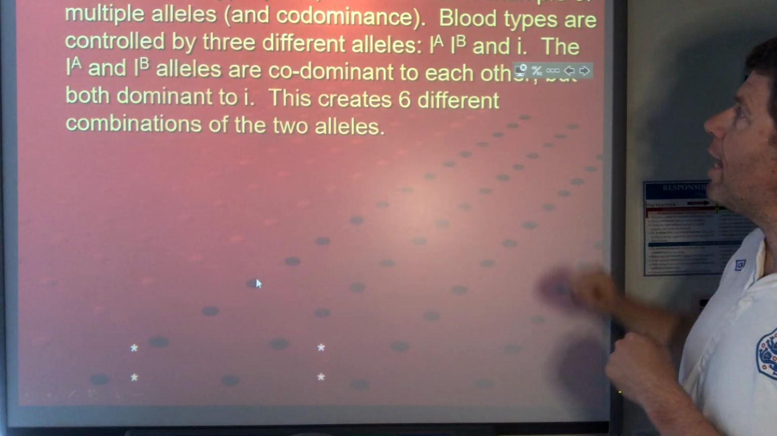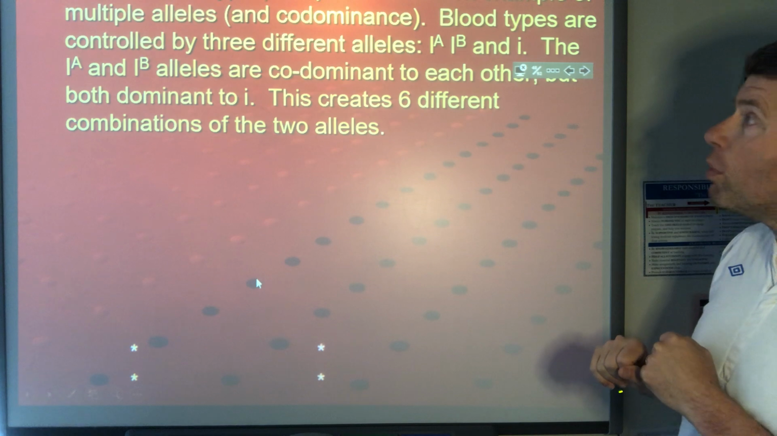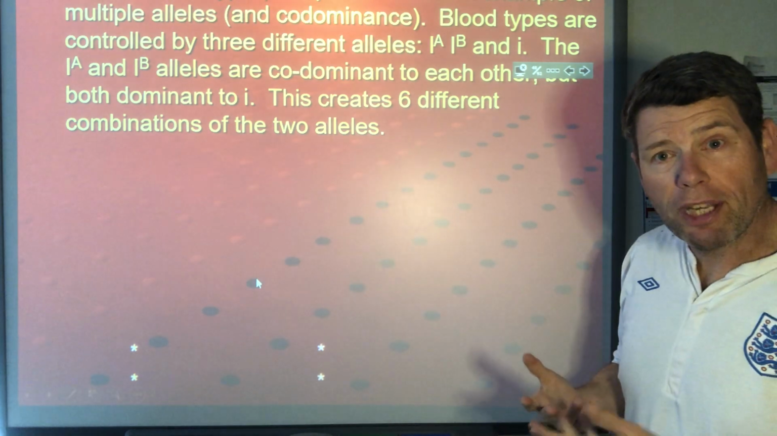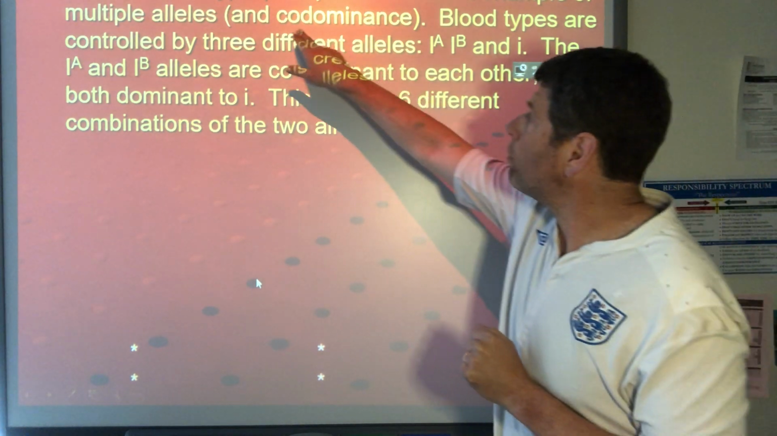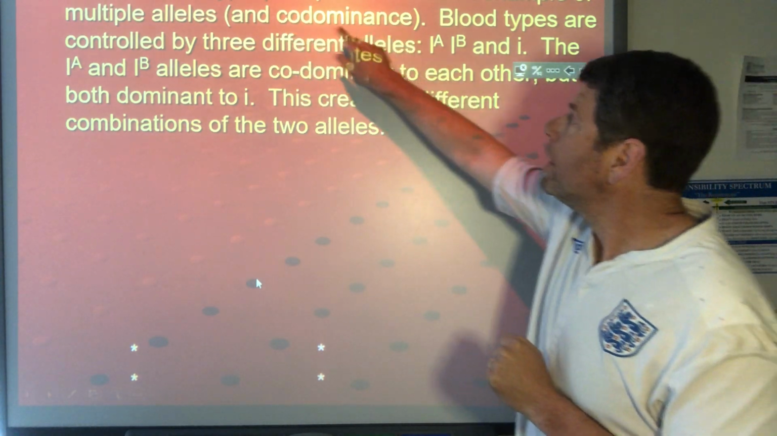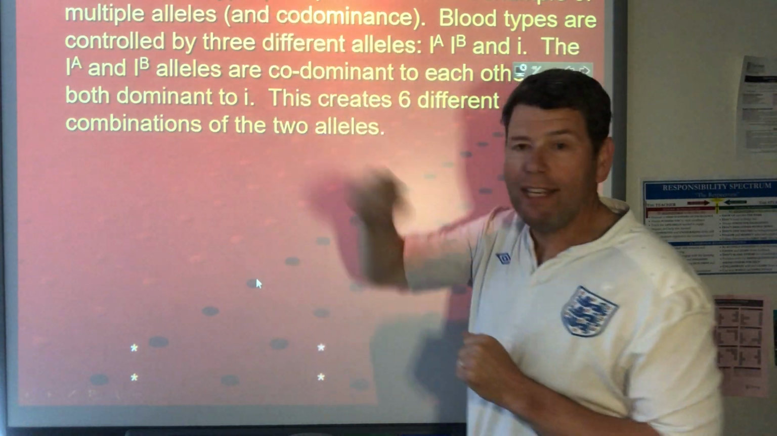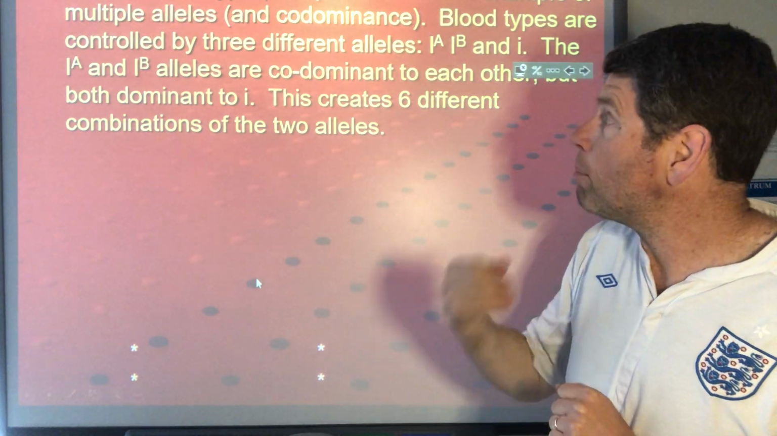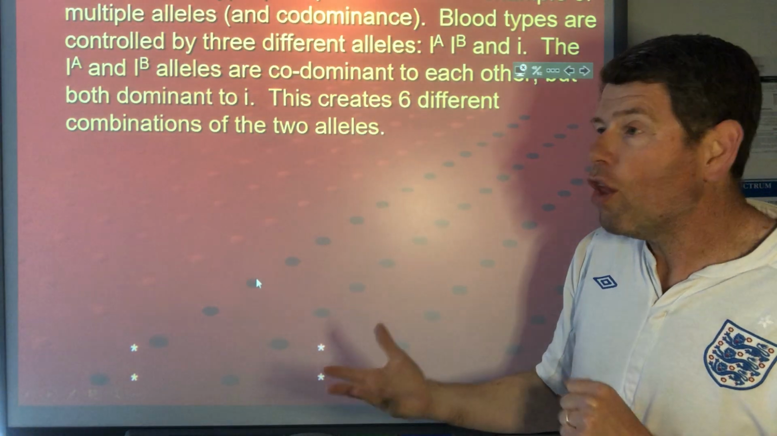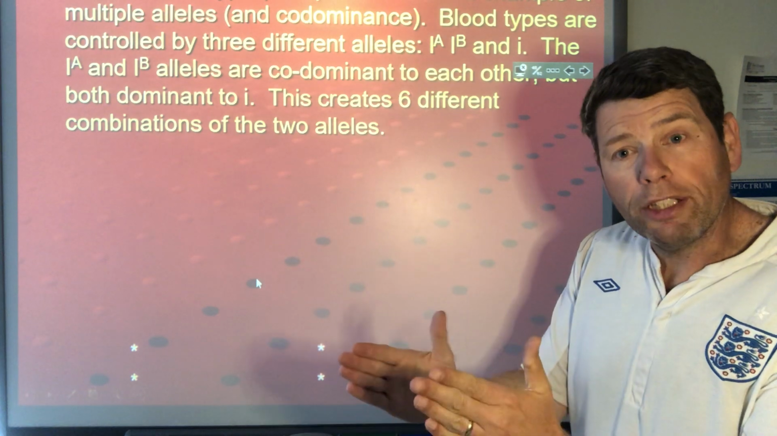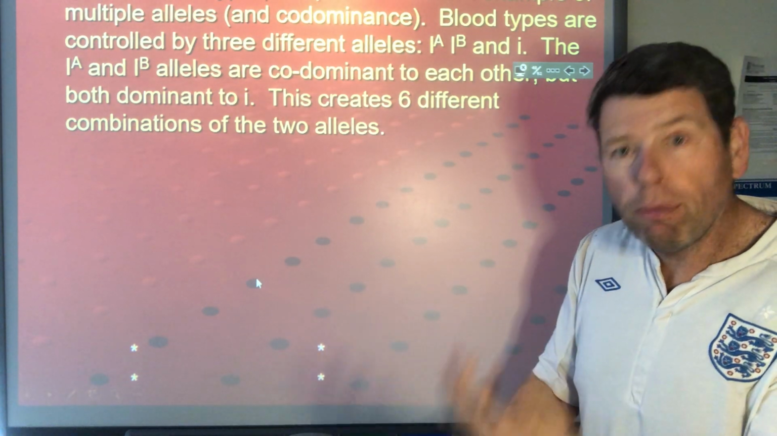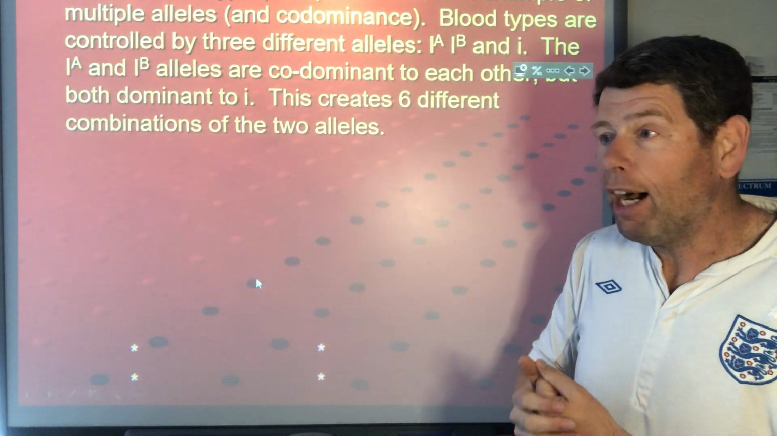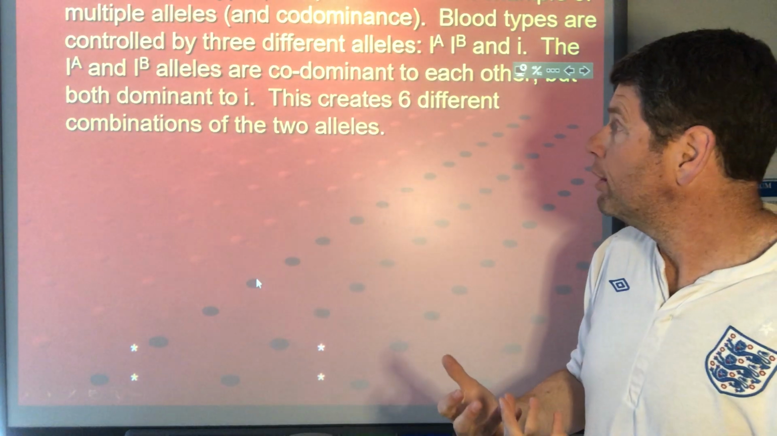Okay, so let's kind of see how this works. Now, not only is it a multiple allele situation because we have the 3 different forms, but it's also an excellent example of codominance. The alleles that create the A antigens and the B antigens, those 2 alleles are codominant, which means if you have both of them, you will end up with both A and B as your blood type, all right?